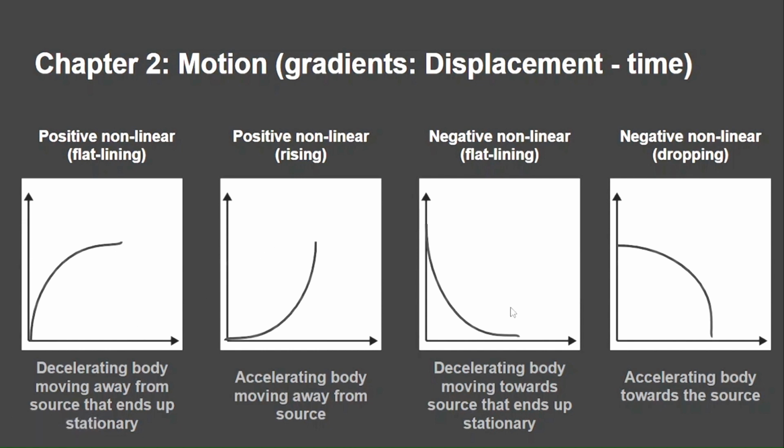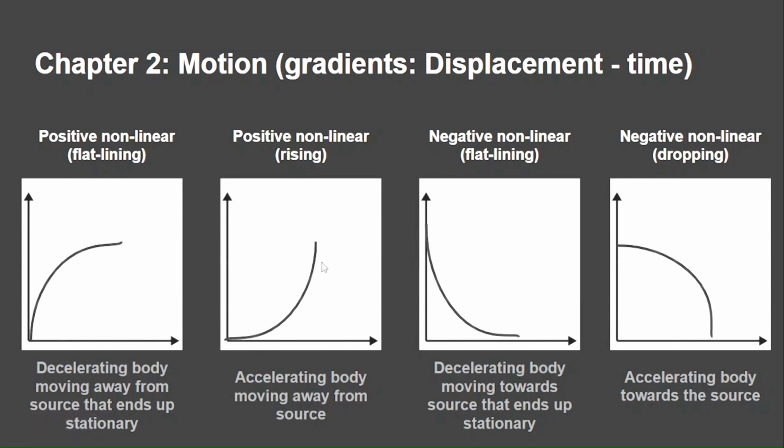If I look at the second and the fourth graphs, in the second graph, you've got, again, positive nonlinear, which means it's an object moving away from the source, and it's either accelerating or decelerating. We don't know just yet what it's doing, but you can see that the slope keeps increasing as you move away from the source.